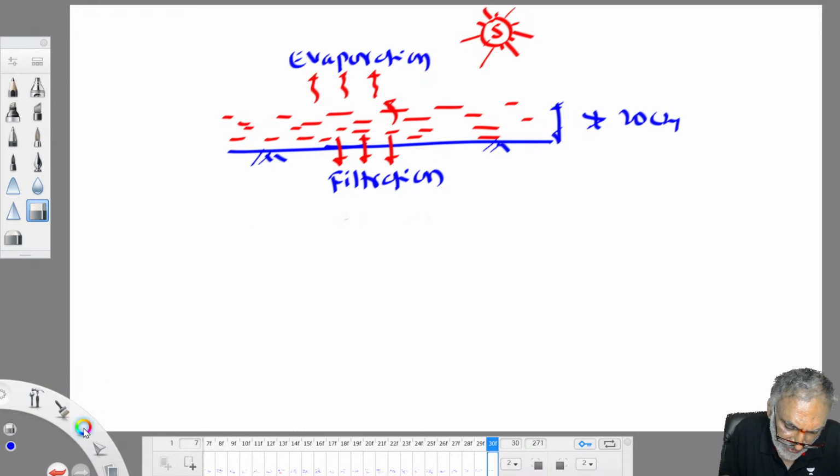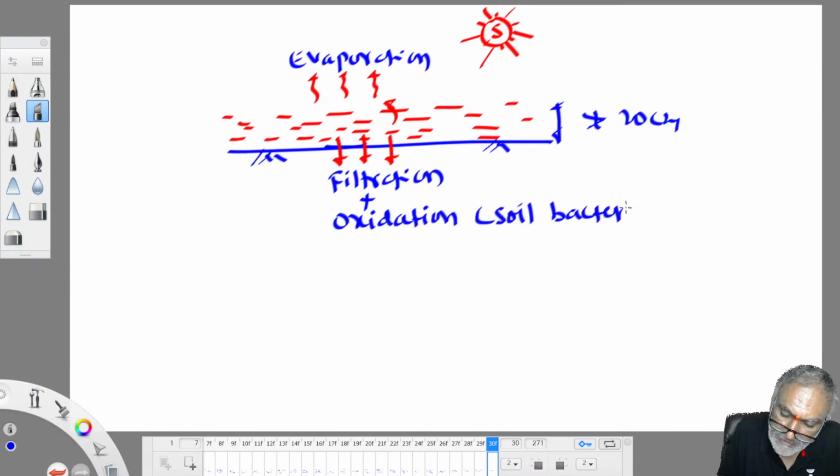First filtration, then oxidation. Soil contains bacteria, and soil bacteria take care of biodegradation. Soil bacteria decompose biodegradable organic matter aerobically, the biodegradable matter present in effluents, because in the top layer of soil oxygen is freely circulating. This is a zone of aeration.